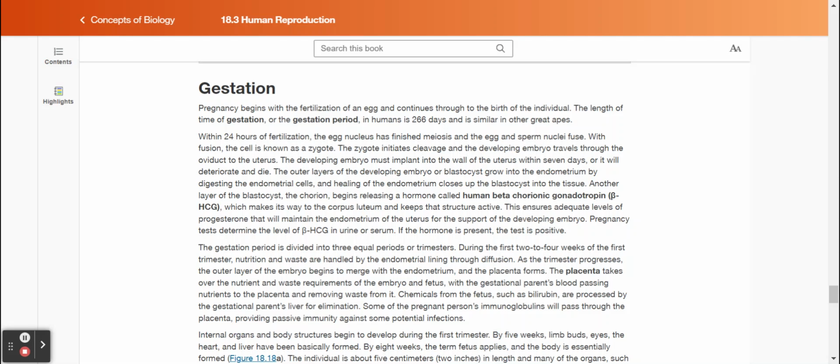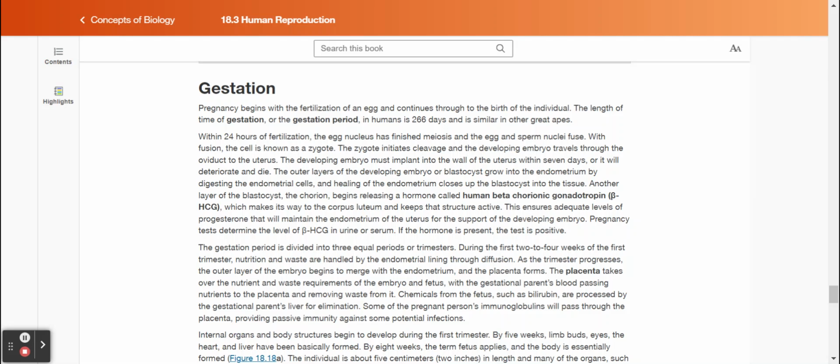The zygote initiates cleavage and the developing embryo travels through the oviduct to the uterus. The developing embryo must implant into the wall of the uterus within 7 days or it will deteriorate and die. The outer layers of the developing embryo, or blastocyst, grow into the endometrium by digesting the endometrial cells, and healing of the endometrium closes up the blastocyst into the tissue. Another layer of the blastocyst, the chorion, begins releasing a hormone called human beta chorionic gonadotropin, or beta HCG, which makes its way to the corpus luteum and keeps the structure alive, or active.